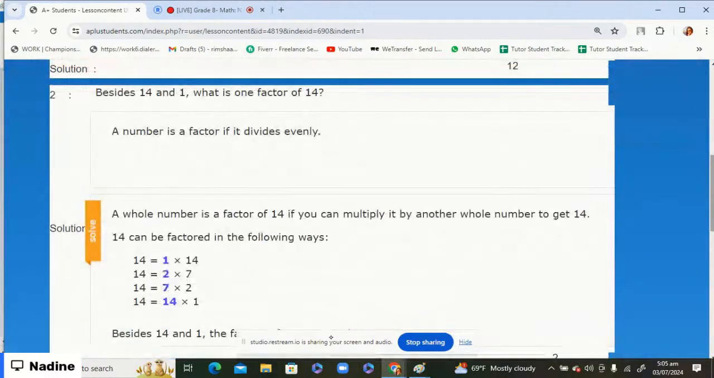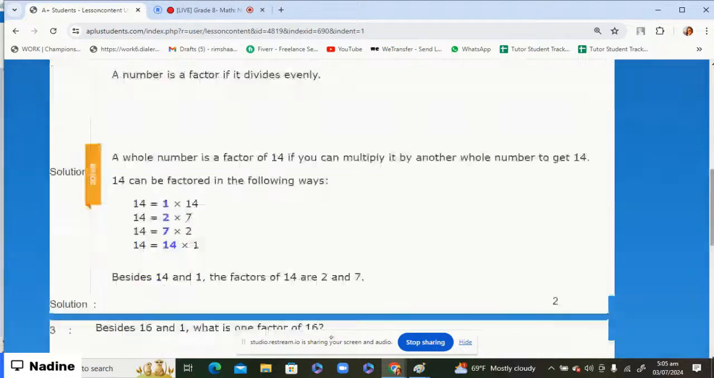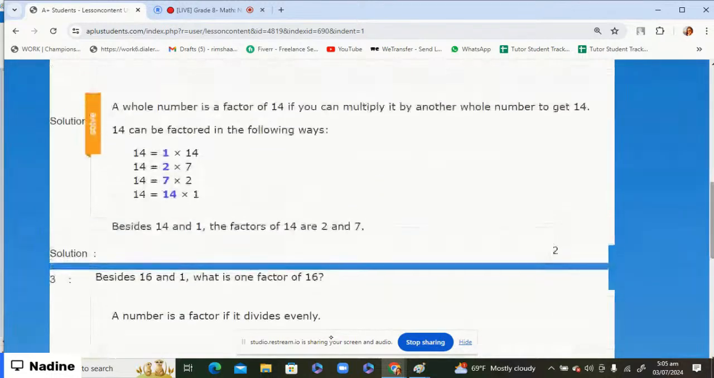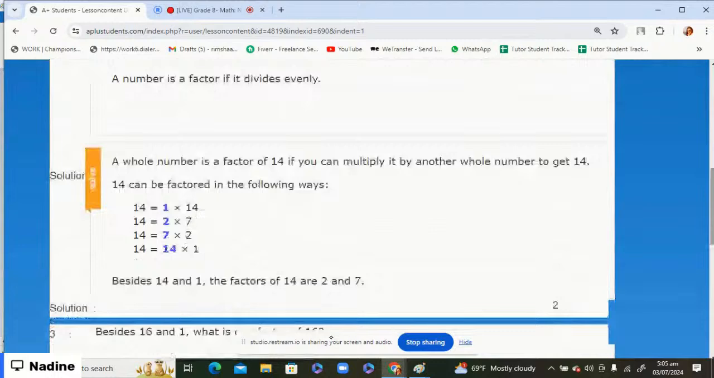Besides 14 and 1, which one is a factor of 14? A number that is a factor is divided evenly. As we know that 2 times 7 is 14, 7 times 2 is 14. So is 7 even or odd, and is 2 even or odd? Only 2 is an even number, because 7 is odd, so we cannot include 7.